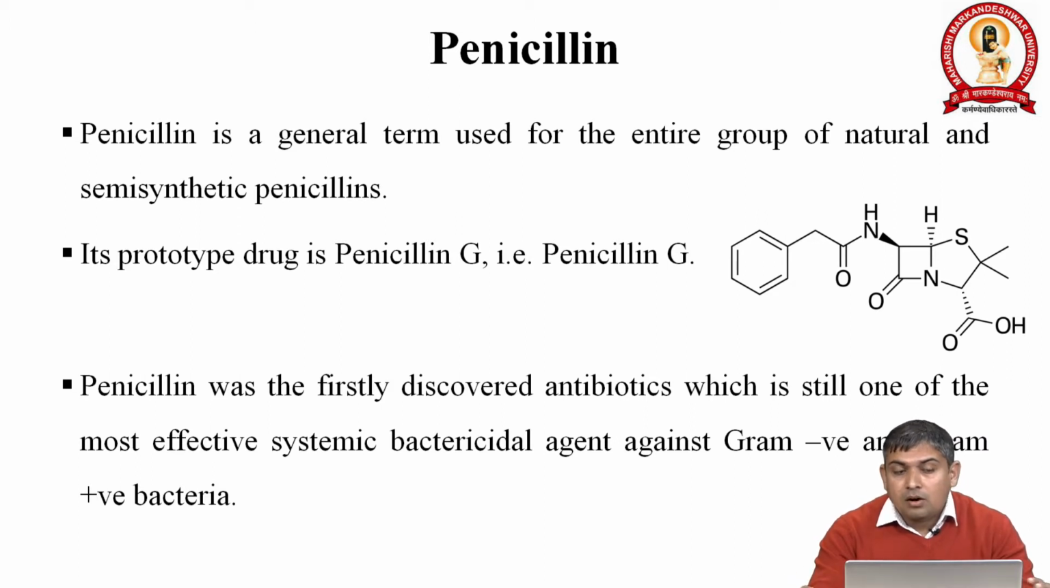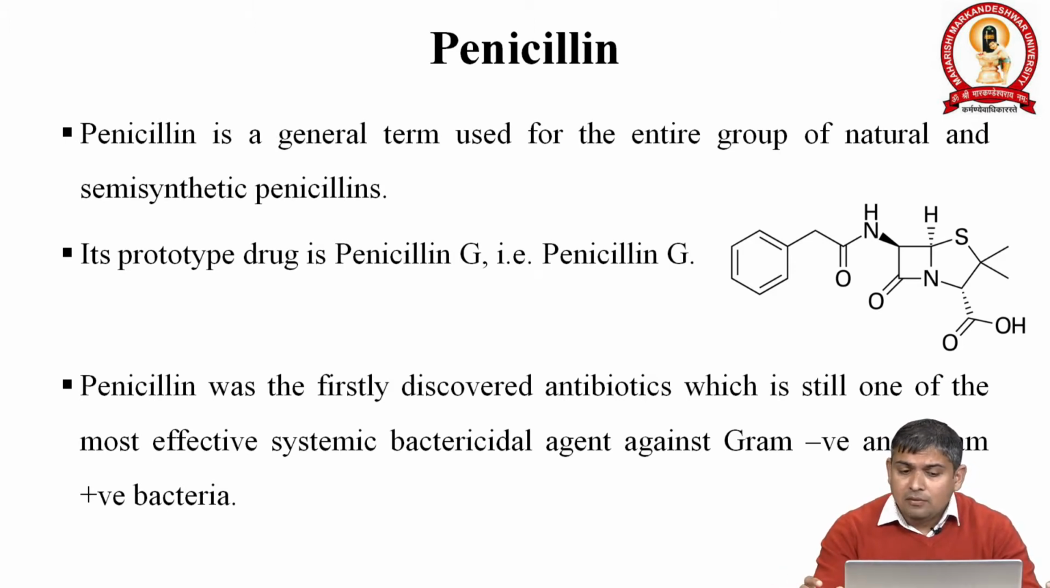The prototype drug of the penicillin class is penicillin G, or we can also call it benzyl penicillin, which is characterized by the presence of a benzyl group in the amide substitution at the 6th position. Penicillin was the first discovered antibiotic and is still one of the most effective systemic bactericidal agents against gram-negative as well as gram-positive bacteria. So it is a bactericidal antibiotic which has a bacterial killing effect on pathogenic microorganisms.